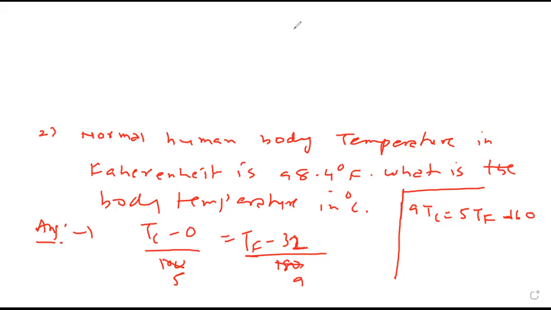So for Fahrenheit scale and Celsius scale, we can find the temperature if one is given, then the other. So what's the answer? Answer is coming as 36.89 degrees Celsius. I'm getting 51.1. There might be some error. 5 into 98.4 minus 160. Got it?